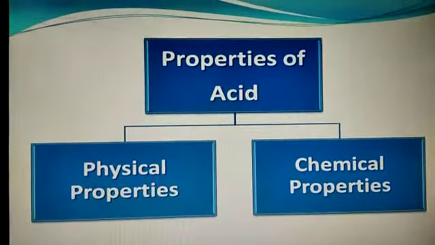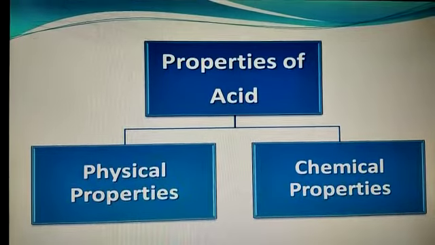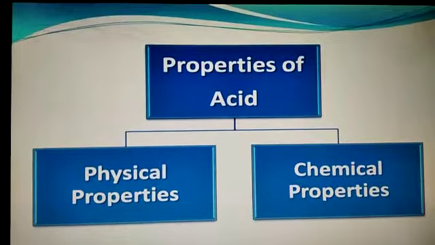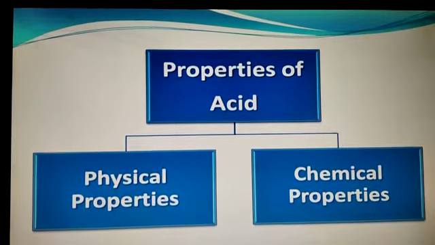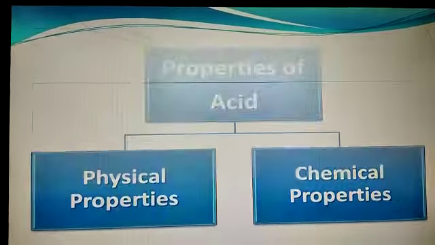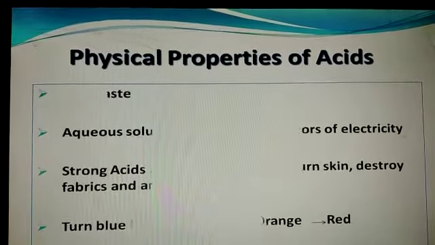There are two main properties of the acids: physical properties and chemical properties. Physical properties mean that these properties can be observed, while the chemical properties become evident after undergoing a chemical change or chemical reactions. Physical properties of the acids.